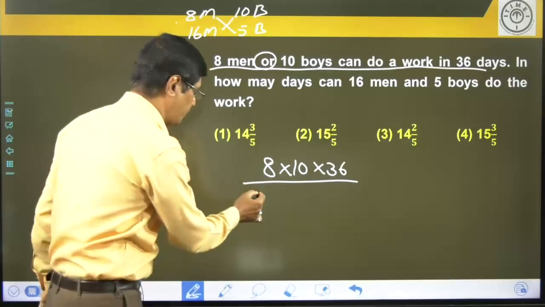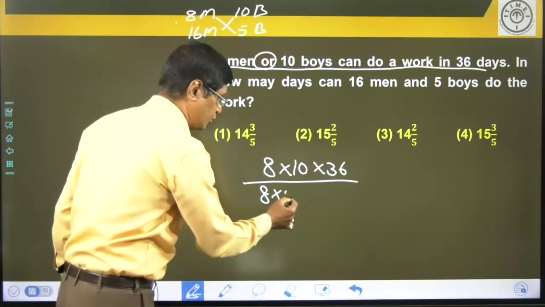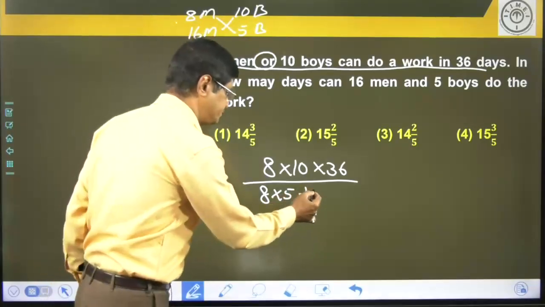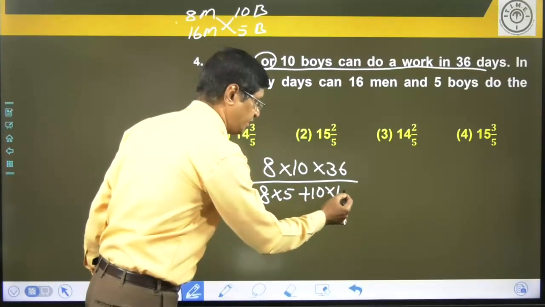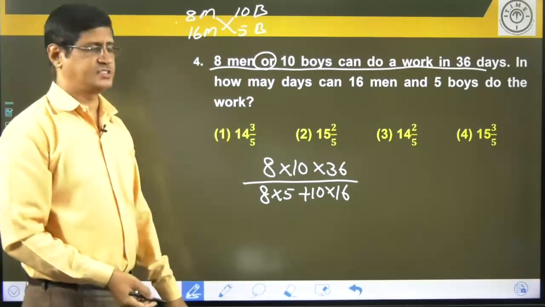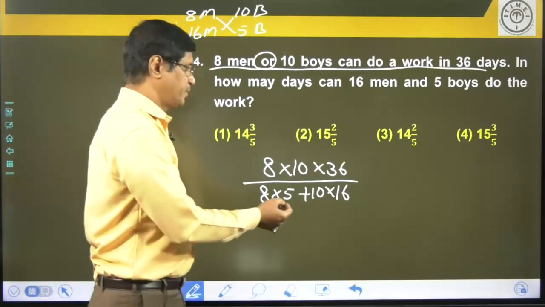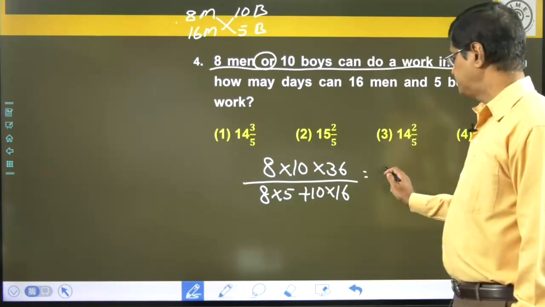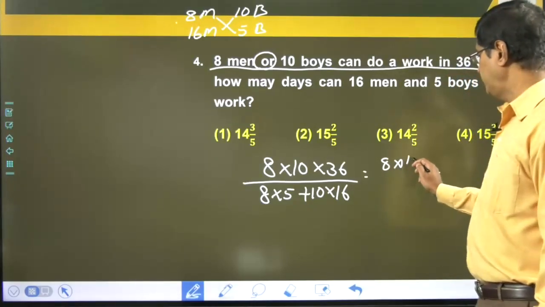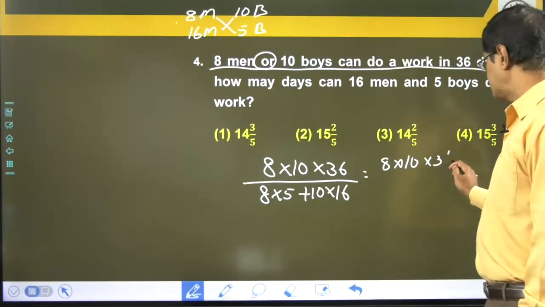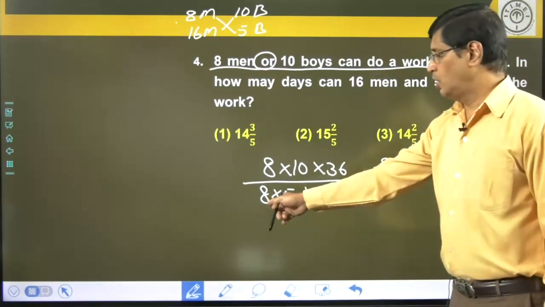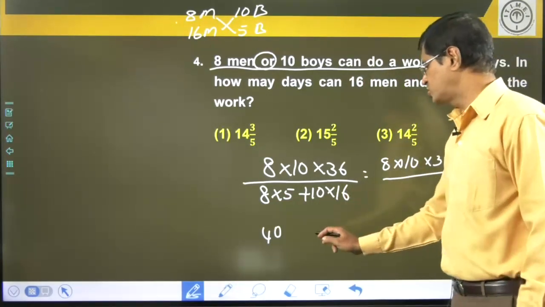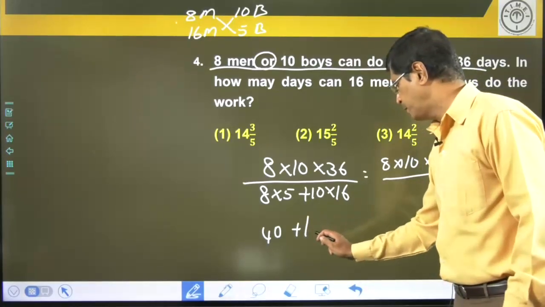8 into 5, please look at 8 into 5, next 10 into 16. Simplify this. Now the cancellation. What is the cancellation here? 8 into 10 into 36 by 8 into 5, that is 40, and 10 into 16, it is 160.